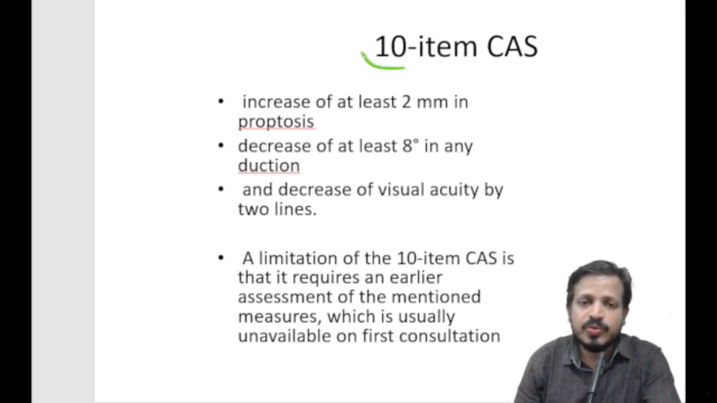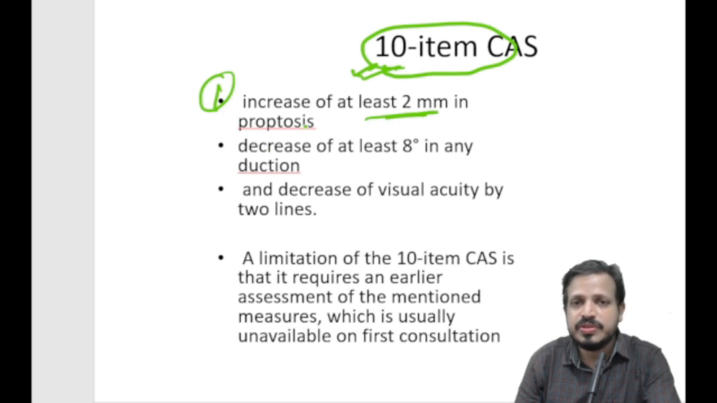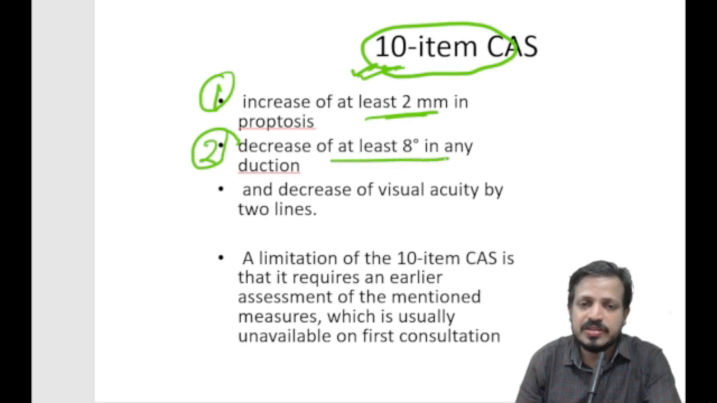Then another condition, what is the 10 item CAS? The 7 items we have already discussed, and 10 means another 3 conditions. One is an increase of at least 2 millimeter in the proptosis, or a decrease in any movement in any direction of at least 8 degrees.